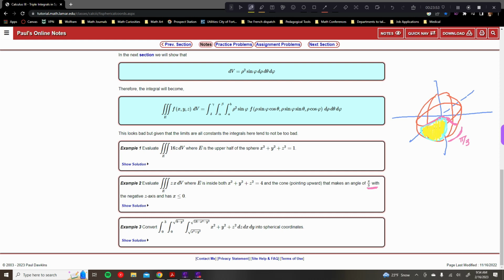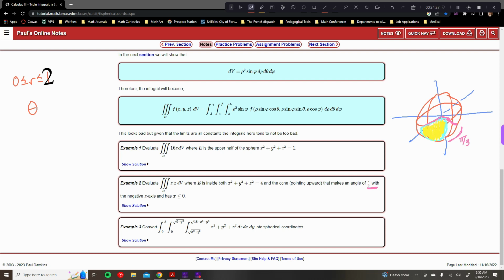A cone with a rounded top, I suppose, so like a weird half ice cream cone shape on the bottom of the sphere, and I have to think about how that corresponds to my bounds in spherical coordinates. So let's see. What are my minimum and maximum values for my radius? Well, my radius still goes from 0 to 1. That's easy enough.